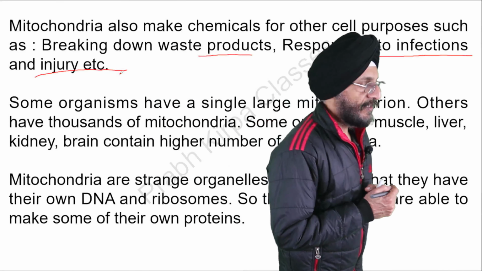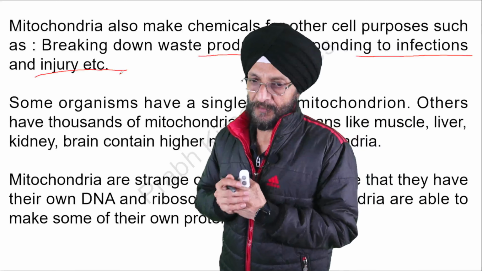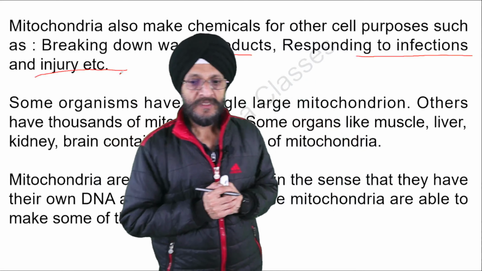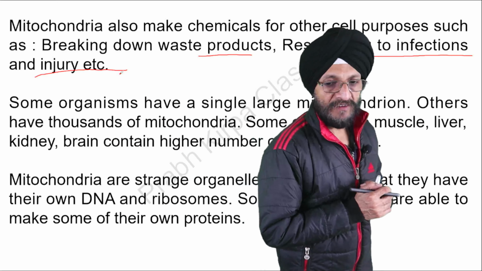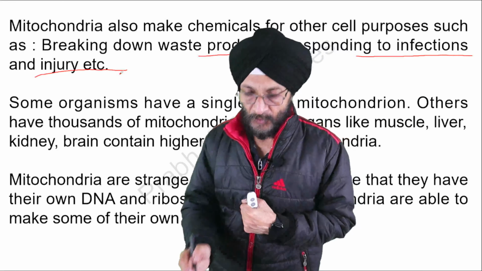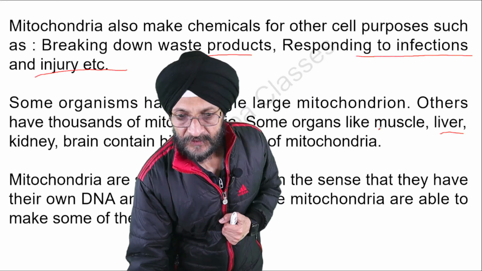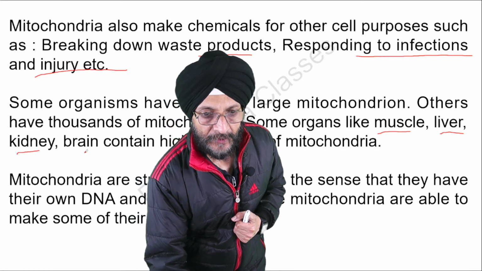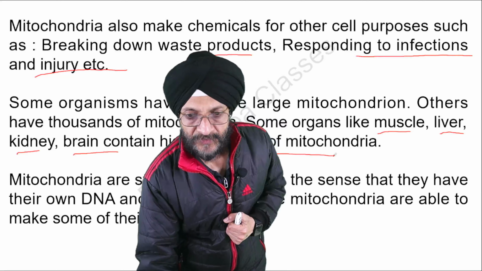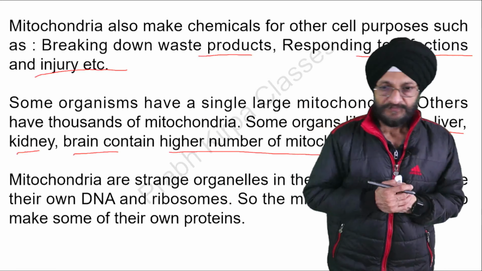Some organisms have a single large mitochondrion. Other organisms have thousands of mitochondria. Some organs like muscle, liver, kidney, brain contain a higher number of mitochondria.